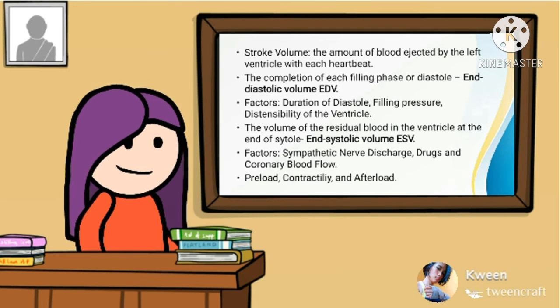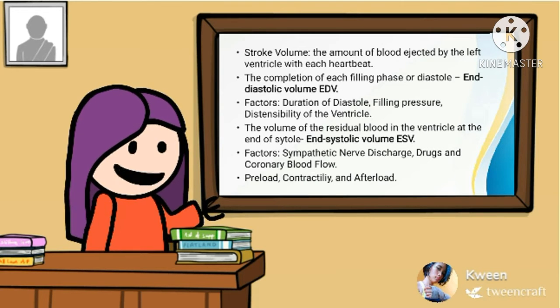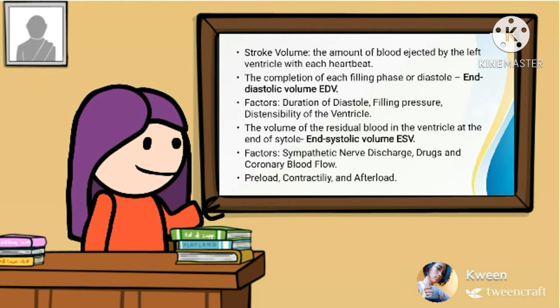At the completion of each filling phase, or diastole, the ventricle contains approximately 120 ml of blood, or end diastolic volume, or EDV. Some of the factors involved in diastolic filling are the duration of the diastole. As the diastolic filling period lengthens, the left ventricle fills with a greater volume of blood. Conversely, as the heart rate increases and the period of diastolic filling shortens, less blood fills the ventricles and the stroke volume decreases.